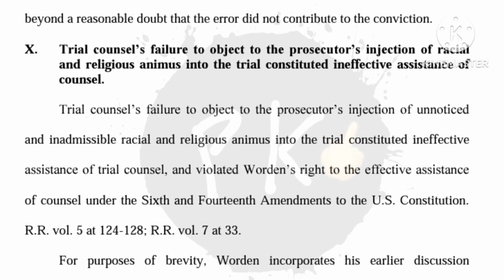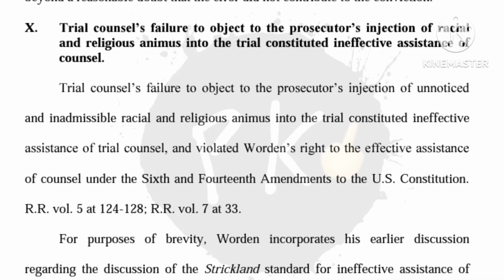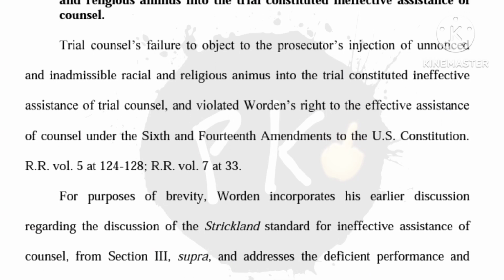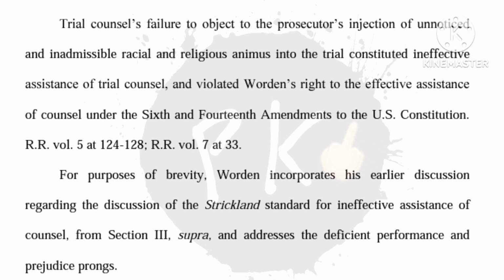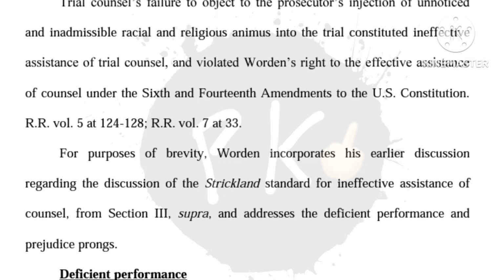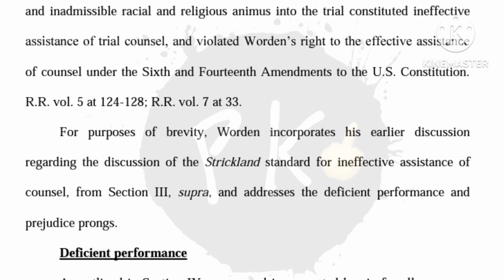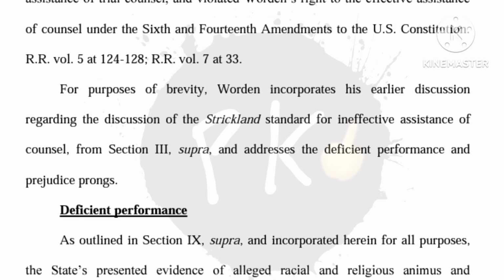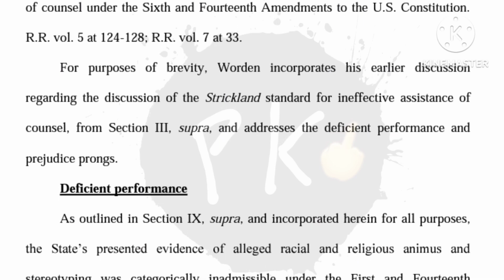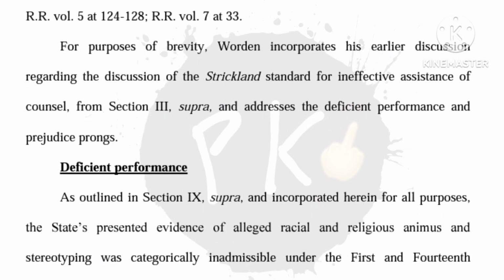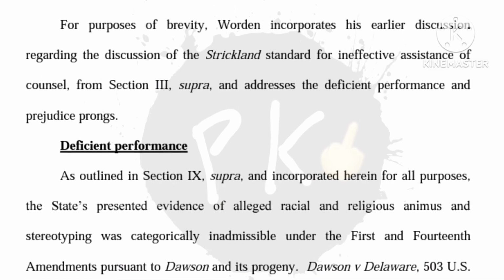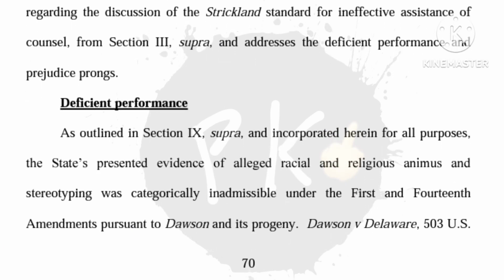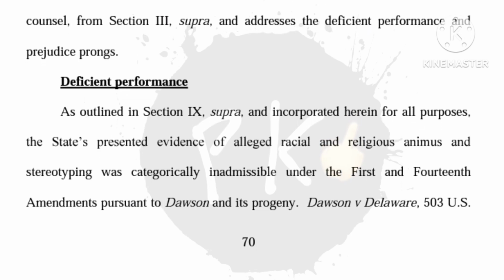10. Trial counsel's failure to object to the prosecutor's injection of racial and religious animus into the trial constituted ineffective assistance of counsel. Trial counsel's failure to object to the prosecutor's injection of unnoticed and inadmissible racial and religious animus into the trial constituted ineffective assistance of trial counsel and violated Worden's right to the effective assistance of counsel under the 6th and 14th Amendments to the US Constitution. For purposes of brevity, Worden incorporates his earlier discussion of the Strickland standard for ineffective assistance of counsel from Section 3 and addresses the deficient performance and prejudice prongs.